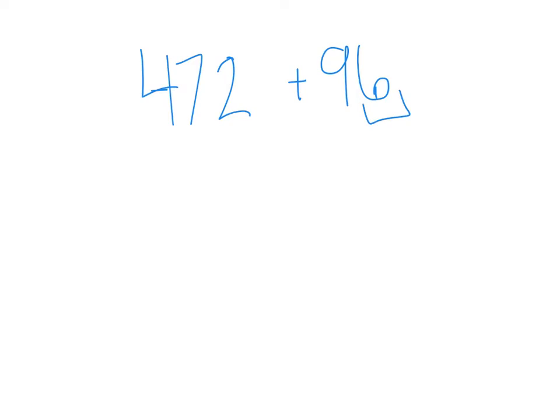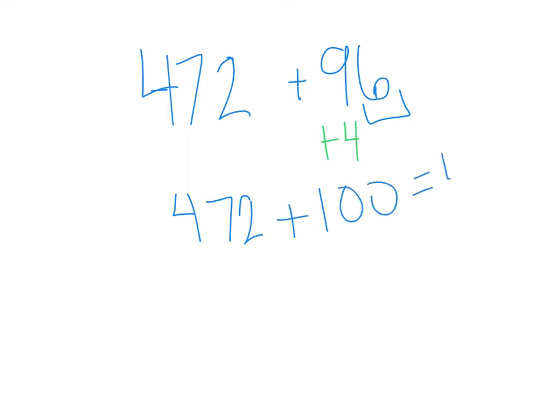Now we have 472. Okay. This one says to add 96. Ooh. Well, I know 96 is close to 100 because 6 and 4 make a 10. They're 10 buddies. So I'm going to add 4, which means that I have 472 plus 100. Easy peasy. That equals 572. But since I added an extra 4, I have to now take away a 4. Compensate, Miss Sexton. I have to compensate.